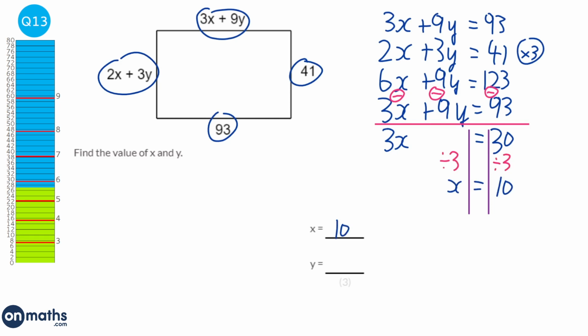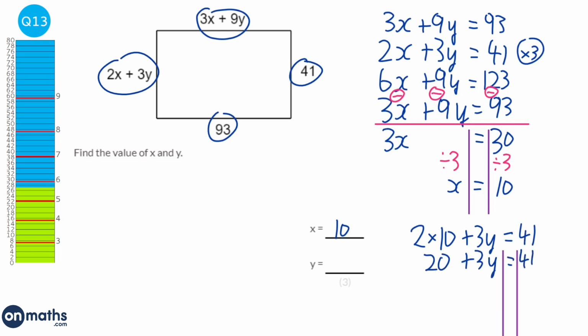So what I'm going to do is I'm just going to pick one of the equations. I can pick the 2x plus 3y equals 41, and just substitute the value of x in. So 2 times 10 plus 3y equals 41. So it would be 20 plus 3y equals 41. Get my solving lines in. And we're going to take away 20 both sides. So we've got 3y equals 21. And then we're going to divide by 3 both sides, if I don't run out of room. So y equals 7. So we've got x equals 10, y equals 7.